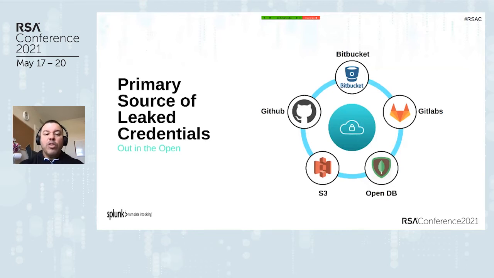So let's talk a little bit about what the primary source of leaked credentials is. It's usually a public repository. What you see here are the main public repositories for software. Here we have Bitbucket, GitHub, which is very popular, and S3 buckets. You'll be surprised at the number of S3 buckets that are public and exposed, things like OpenDB or GitLabs.